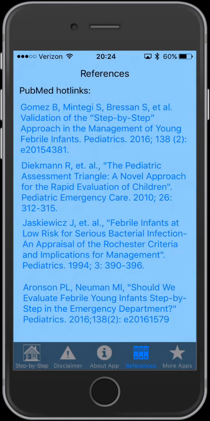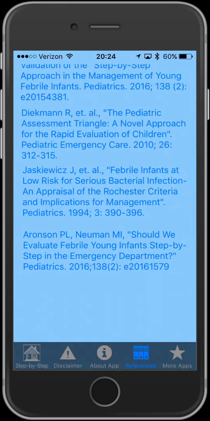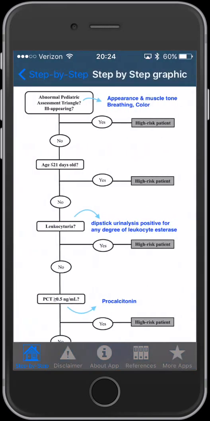So things I like about the app, it's fantastic evidence-based medicine that should and will likely change practice. It's well referenced, as you can see here. All these are hyperlinked. I love this easy to follow annotated graphic.